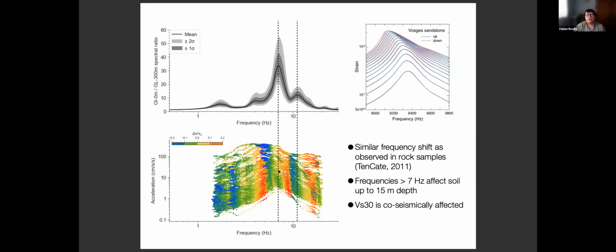Something interesting here is that the maximum or the peak of this distribution corresponds to the predominant frequency of the response in this site. And then you can see how there is a degradation of the frequency as a function of the acceleration, which is similar to what has been observed in rock samples. And these frequencies are actually affecting something like between 10 and 15 meters depth. So BS30 is coseismically affected.